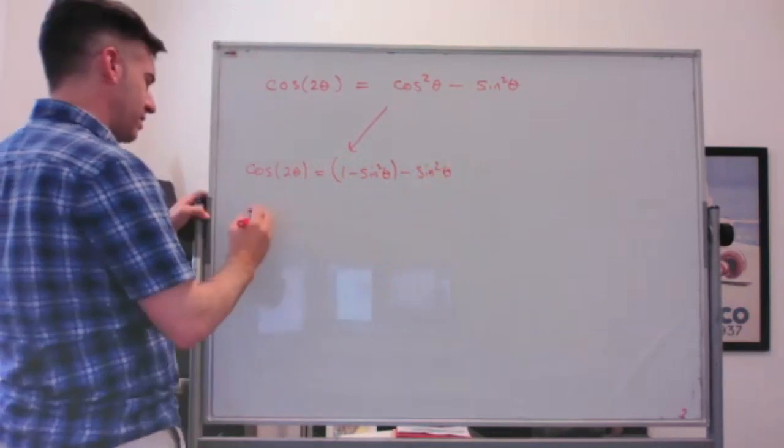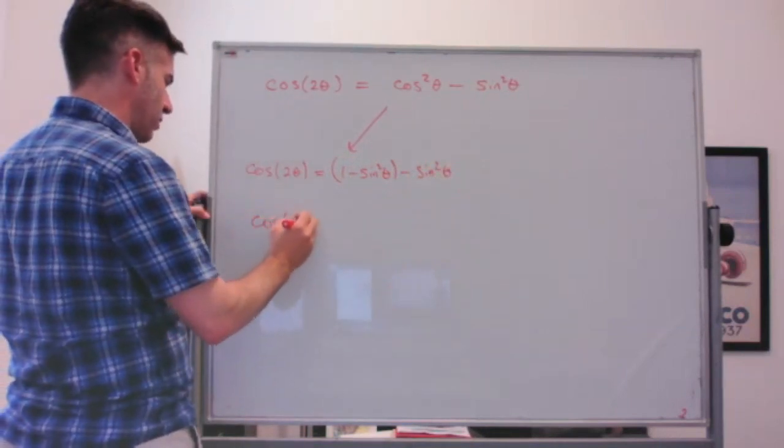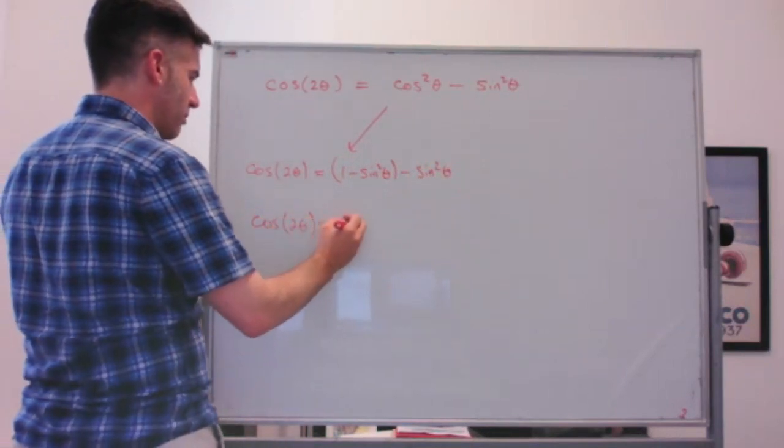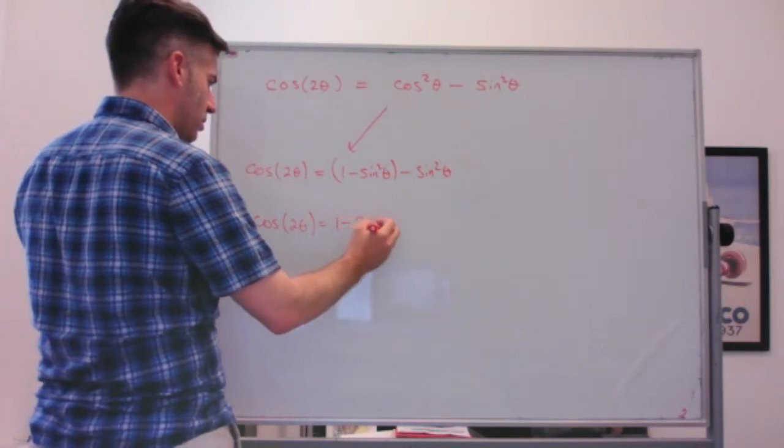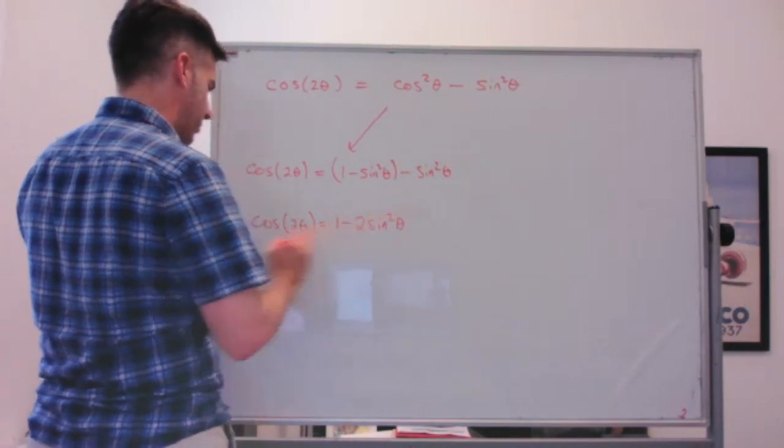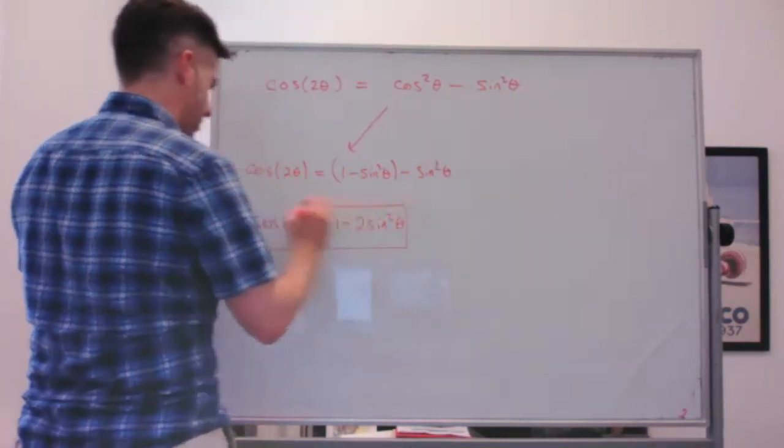And then you can rewrite this as cosine of 2 theta equals 1 minus 2 sine squared theta. There's another alternate formula as well.